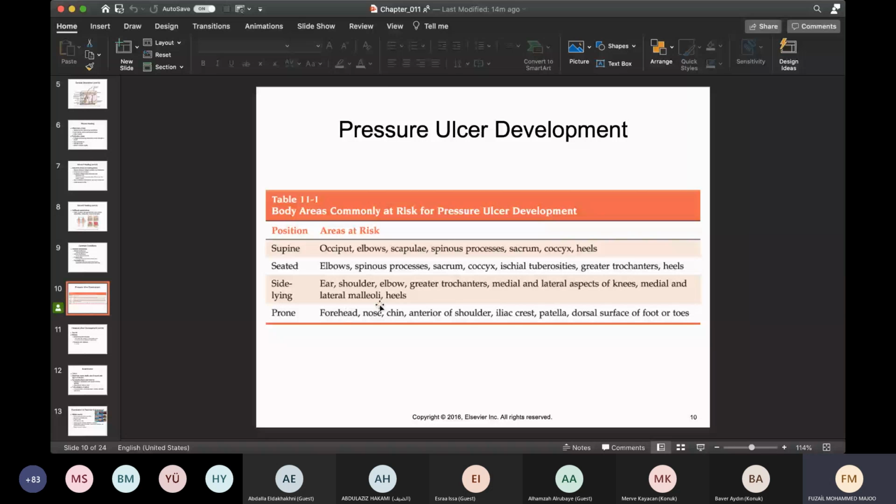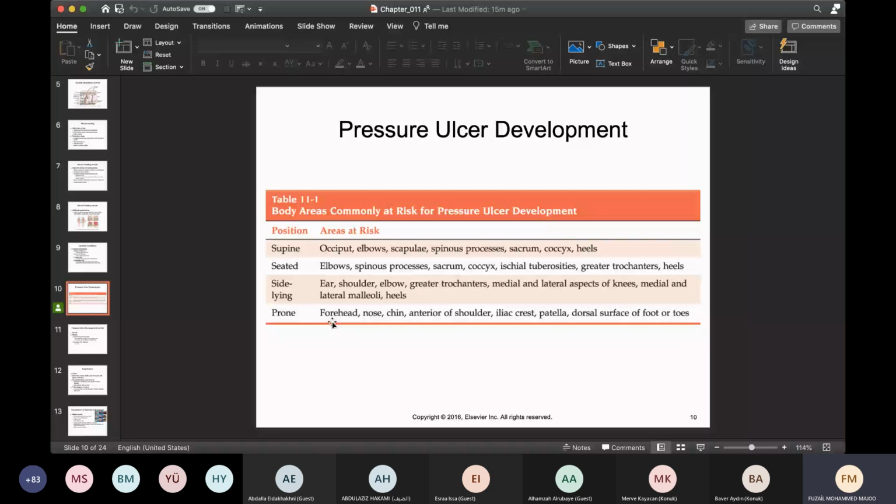If they're on their side, then again, what parts are most prominent on the side? Very easy. Look at yourself. Ears, shoulder, elbow. Again, the greater trochanter. Both the medial and the lateral aspects of the knee. Why? Because the side of the leg that you're not lying on is going to be pressing against your other knee. So there you go, the medial as well as the lateral aspects of your knee. The lateral aspect is going to be the part that's in contact with the bed. Also, medial and lateral malleoli of the ankle as well.